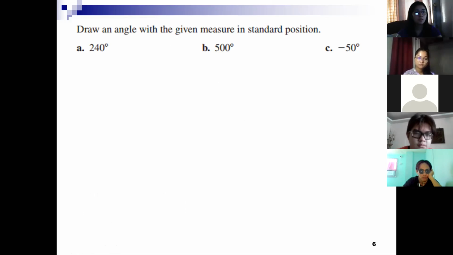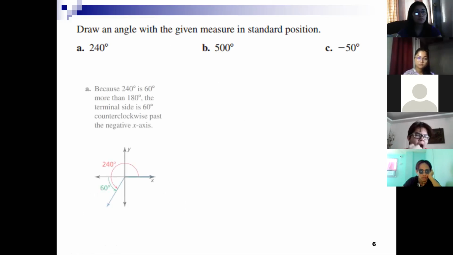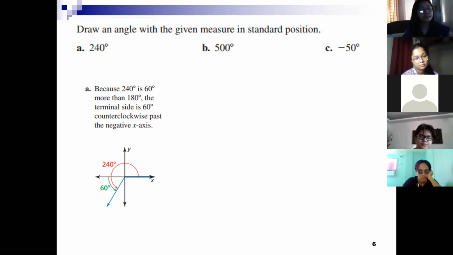We have 240 degrees. So to draw that angle, you have to draw more than 180 degrees. So it's more than 180 degrees, probably 60 degrees more than that, which is equal to 240 degrees. The 60 degrees there is the reference angle of 240 degrees. With respect to reference angle, we will have a rediscussion on this one in our next module, but I'll just give you an overview. The reference angle of 240 degrees is 60 degrees.